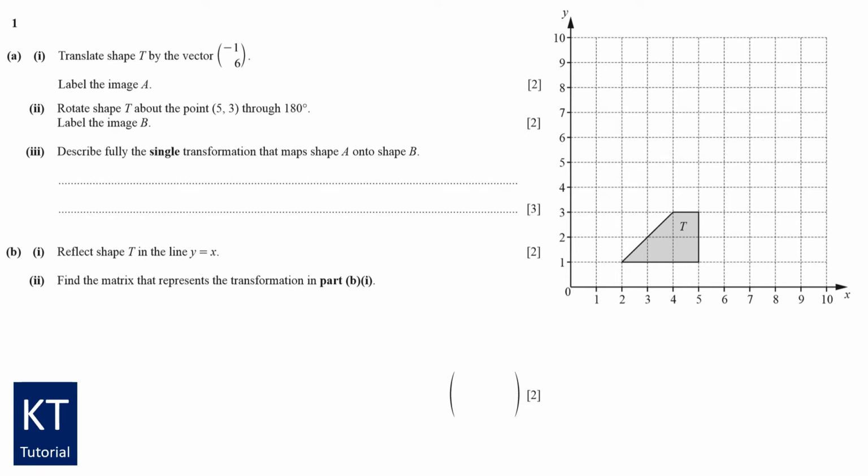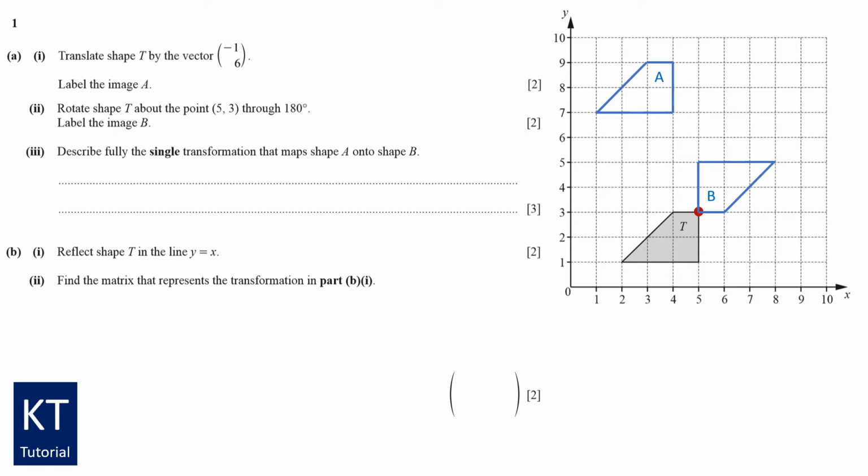Question 1. Translate shape T by the vector -1, 6 and label the image A. Shape T will need to move one step to its left and 6 grids upwards to form shape A. Next, rotate shape T about the point 5, 3 through 180 degrees and label the image B.